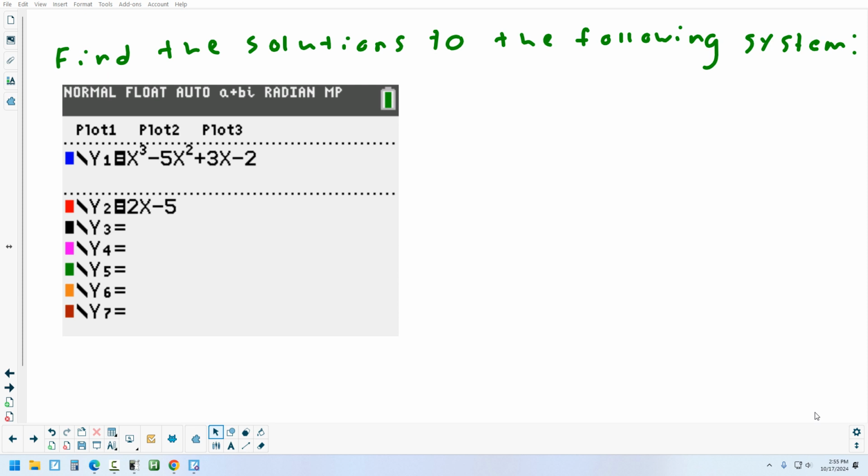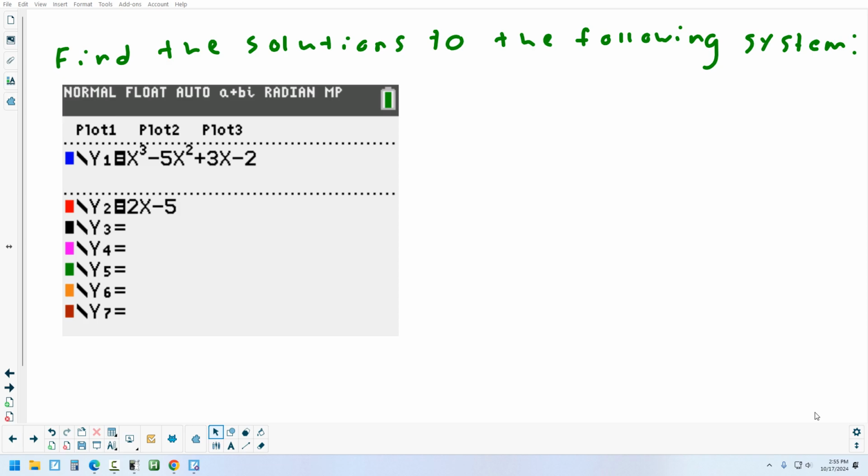So the first question we're going to take a look at is solving a system of equations graphically. This is the system we're going to solve: x cubed minus 5x squared plus 3x minus 2, and 2x minus 5. Our system already had y by itself, so we were able to type it directly in.